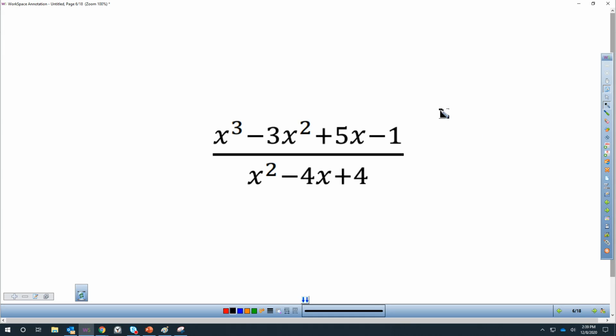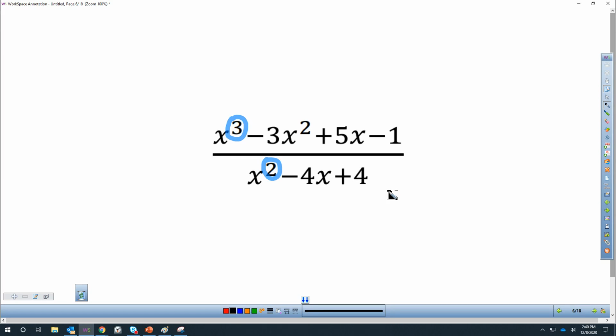Now, rational functions have a similar idea, but instead of looking at whether a number is bigger, we look at the degree. If the degree of the numerator is bigger than the degree of the denominator, this would be the equivalent of an improper fraction, an improper rational function, because the degree of the numerator is bigger than the degree of the denominator.